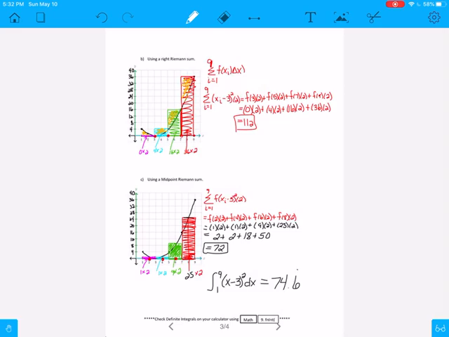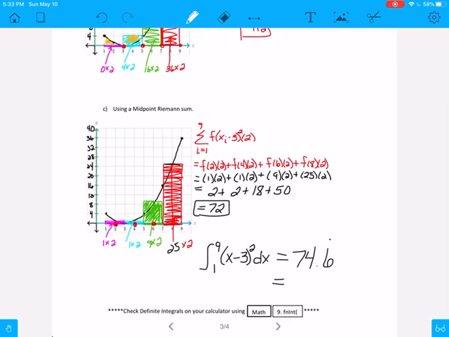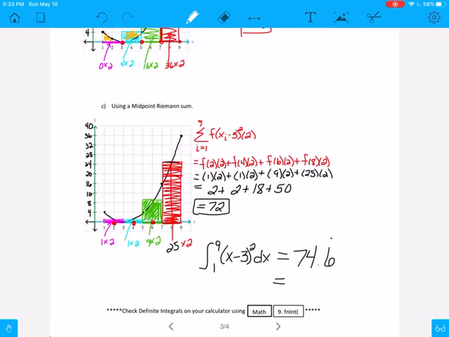That's the actual area under the curve. Or in a fraction, it is 224 over 3. So that's the actual area under the curve, right? If they took an infinite number of midpoints and they found it that way.